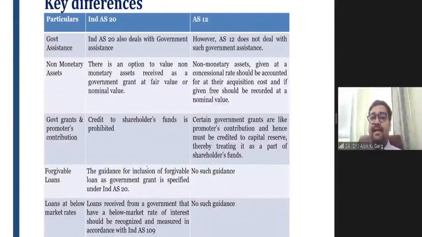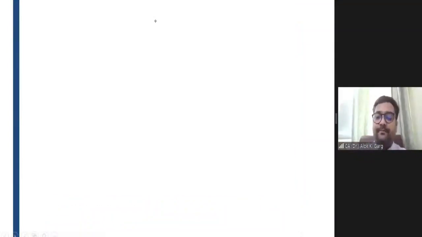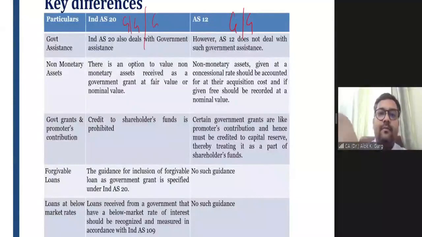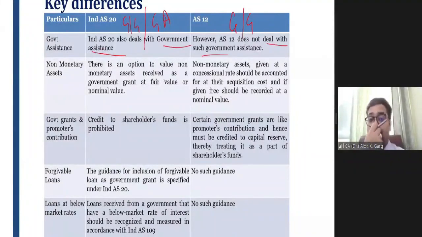Comparison between Ind AS and AS. I have told you that AS 12 only talks about government grant, and this standard talks about government grants and government assistance. Okay. So AS 12 does not deal with such government assistance. In case of a non-monetary asset, although there is not much change, AS 12 says that the non-monetary asset given at a concessional rate should be accounted at the acquisition cost. And if free of cost, it is a nominal value.